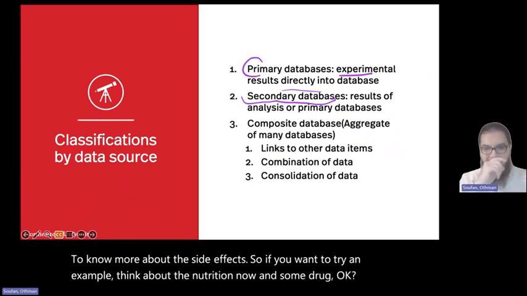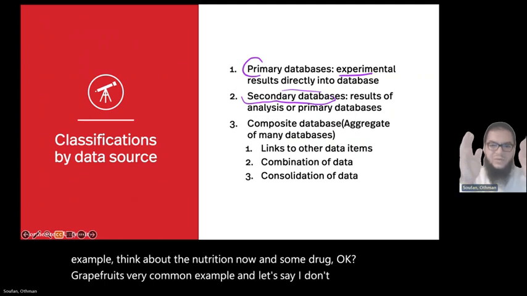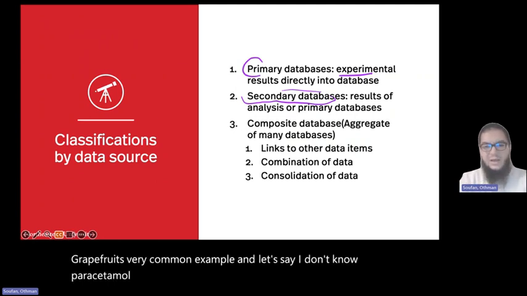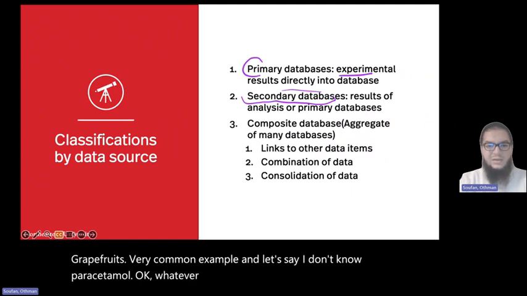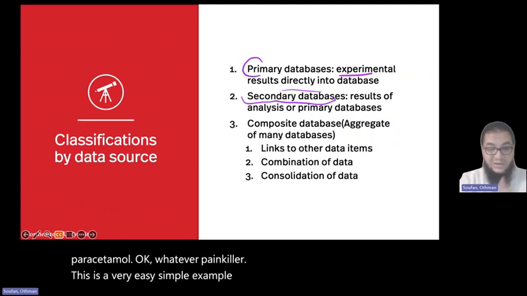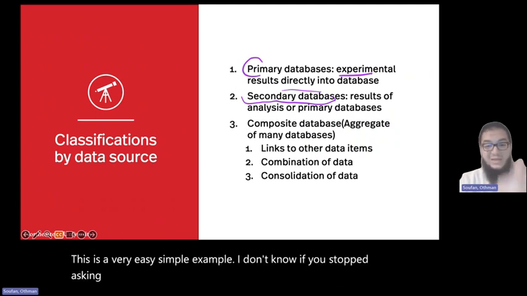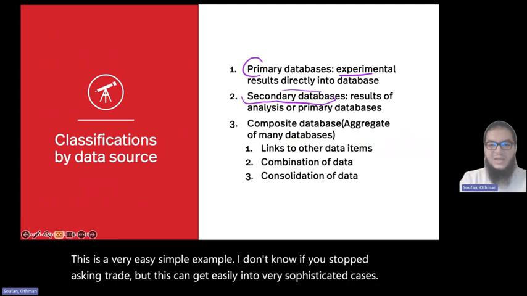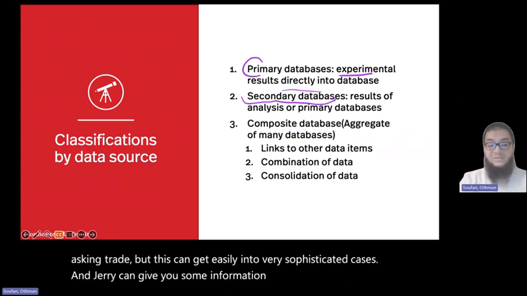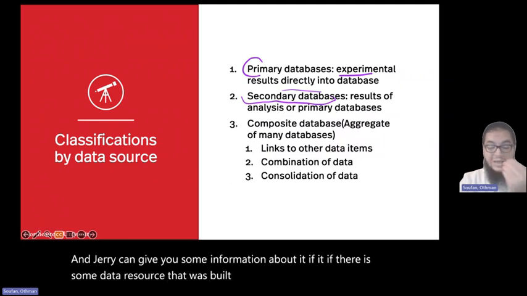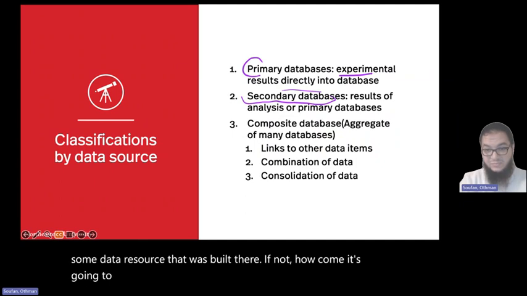Grapefruits, very common example. And let's say, I don't know, paracetamol, whatever, painkiller. This is a very easy, simple example. I don't know if you start asking ChatGPT, but this can get easily into very sophisticated cases. And ChatGPT can give you some information if it knows there's some data resource that was built there. If not, how come it's going to generate some text?